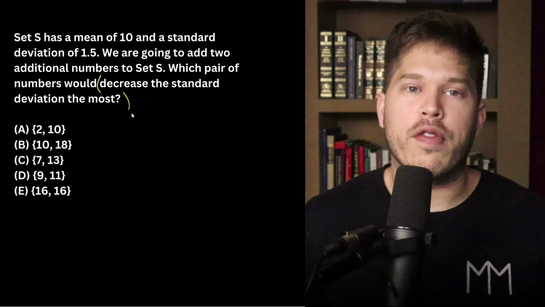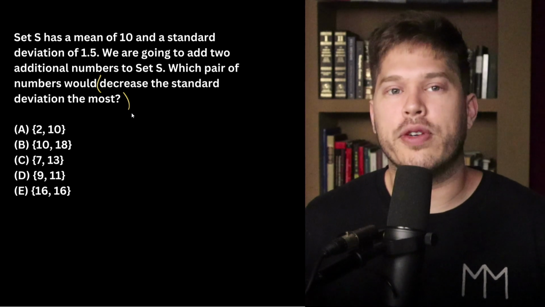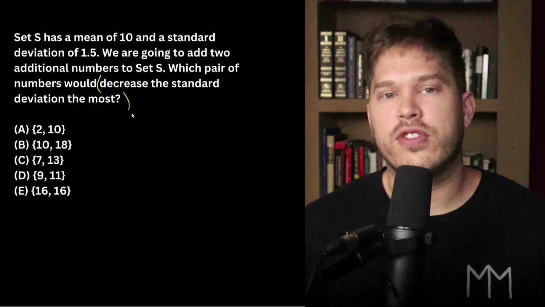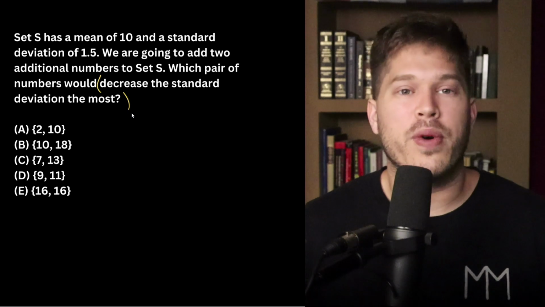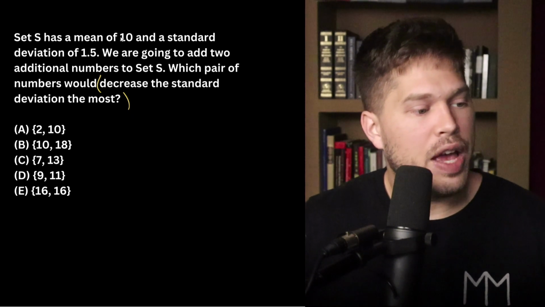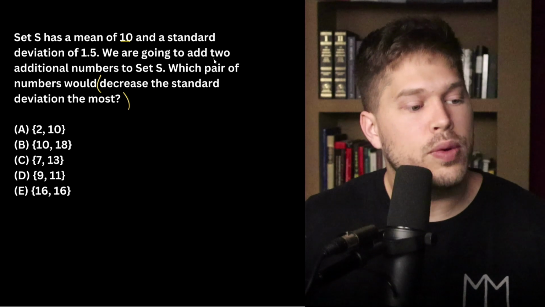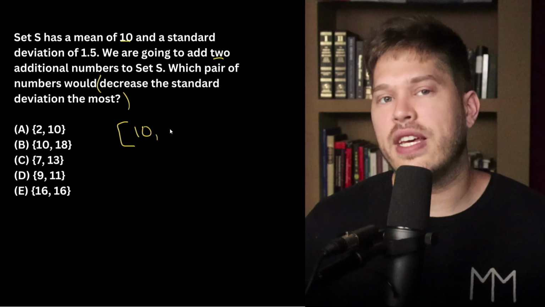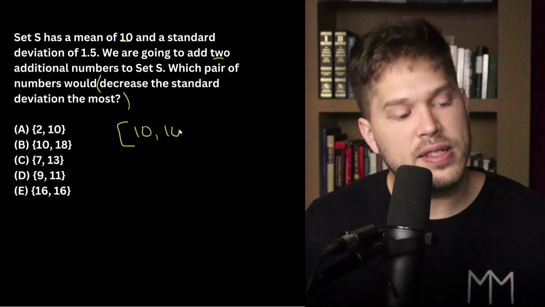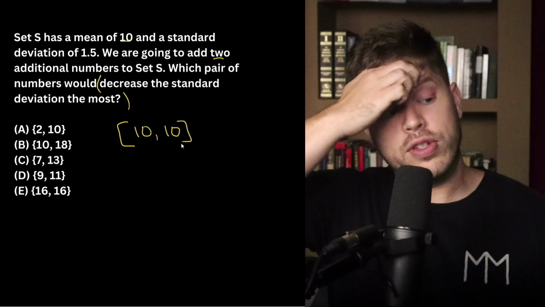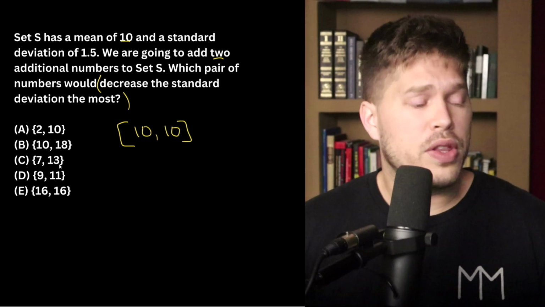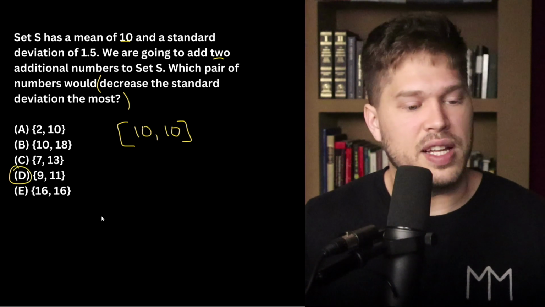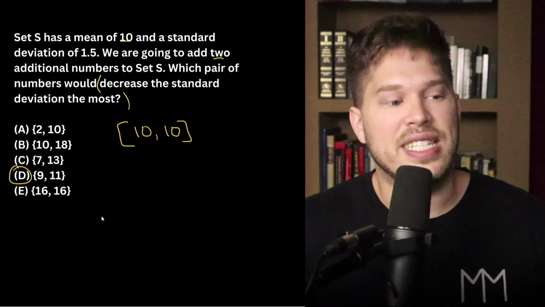And so if you have a bunch of values that are equal to your mean, that implies that your data set has a smaller range, a smaller deviation from what is expected. So if we're told that the mean is 10 and we're adding 2 additional numbers to our set, the 2 numbers that would be best fit to lower our standard deviation would be 10 and 10. However, looking to our answer choices, we don't have 10 and 10, so the next best thing is 9 and 11, as they are closest to 10 and 10. So this answer is answer choice D.